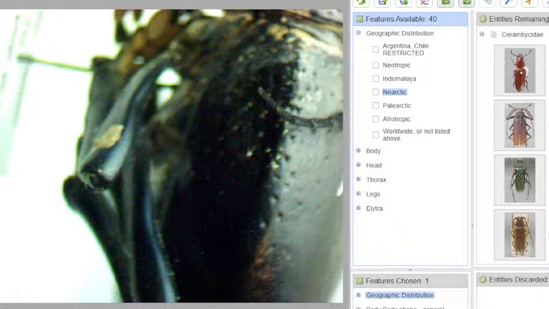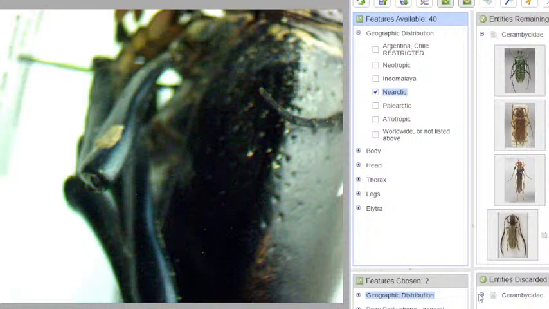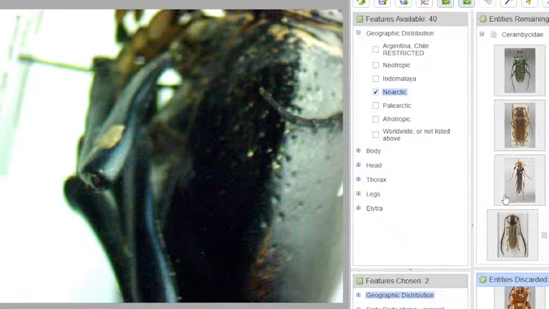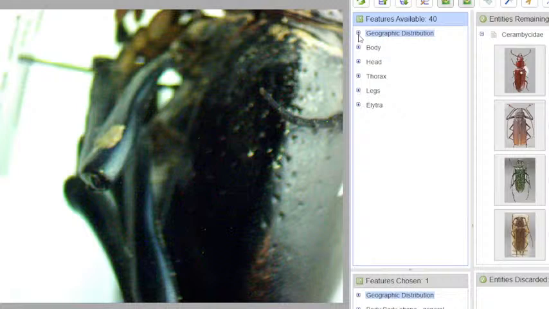The Nearctic covers the Arctic region, most of North America, Greenland, Central Florida, and the highlands of Mexico. And if we're talking about longhorn beetles in North America and Mexico, and we click Nearctic, we definitely shouldn't be discarding the Prionus longhorn beetles and the Lamiines. Interesting. All right, we're not going to use geographic distribution and hope that we get to the right place.